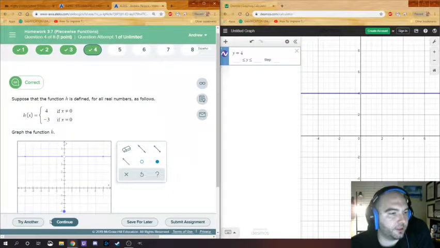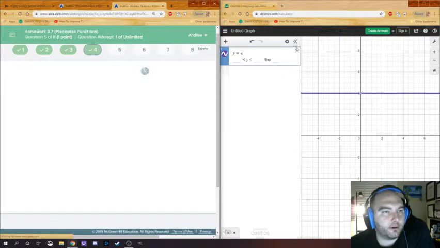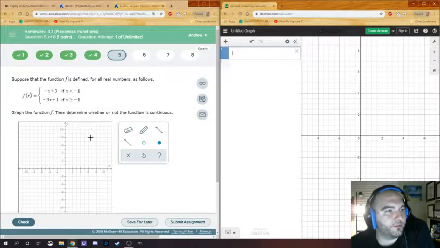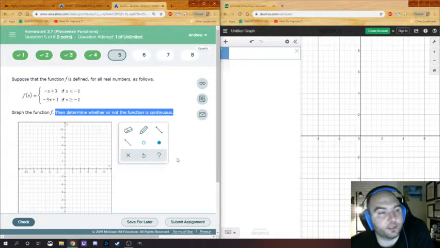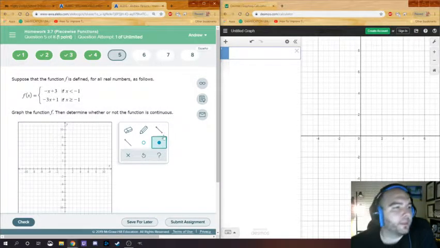What's my time looking like? 13 minutes. All right. Suppose that this function is defined for all real numbers. Graph the function. Determine whether it's continuous. This has one extra step. We need to determine if it's continuous. That's pretty easy. First, let's graph it.